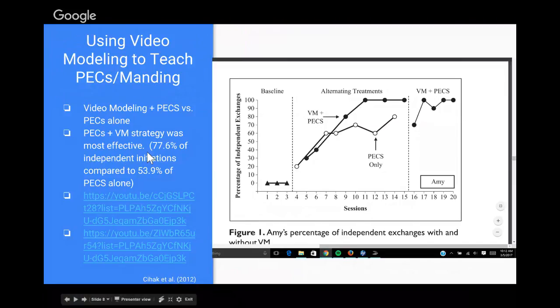So I'm going to show you an example of something that we've done with some of our students, where we've videotaped models doing the right thing prior to teaching them.